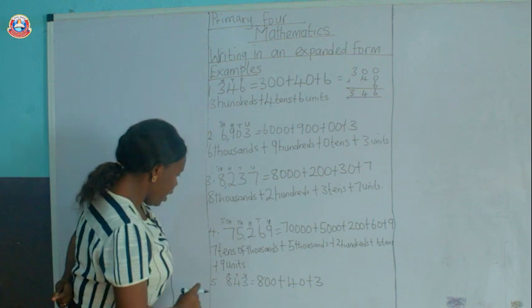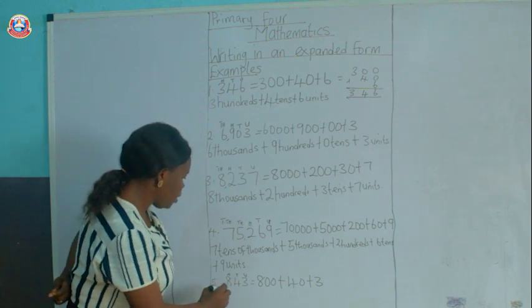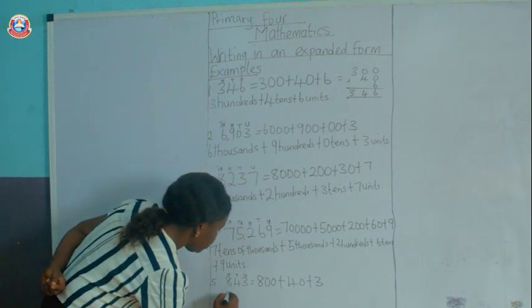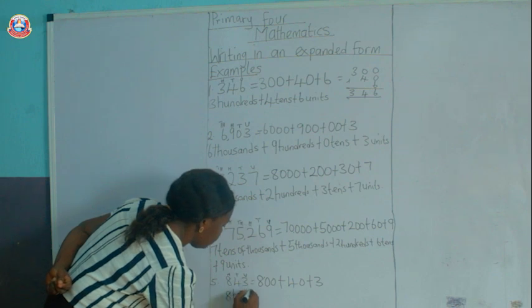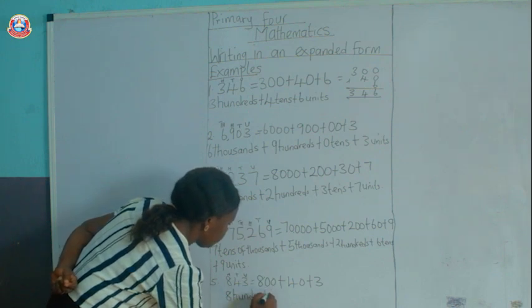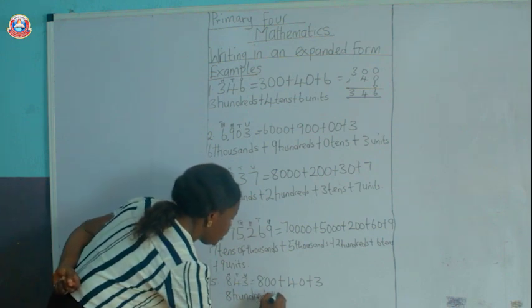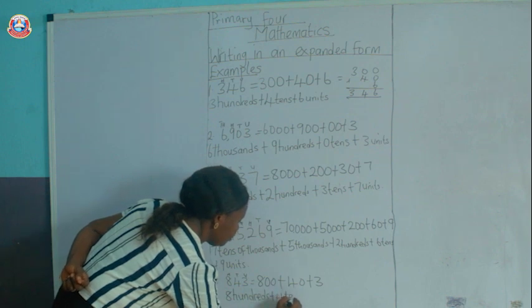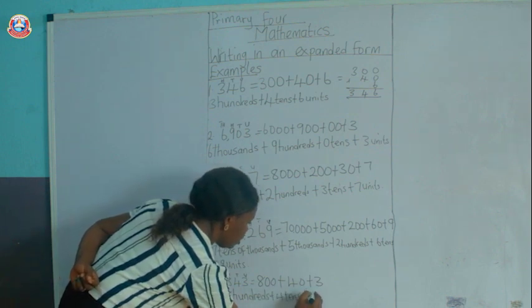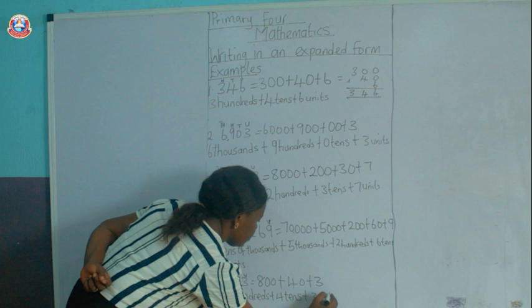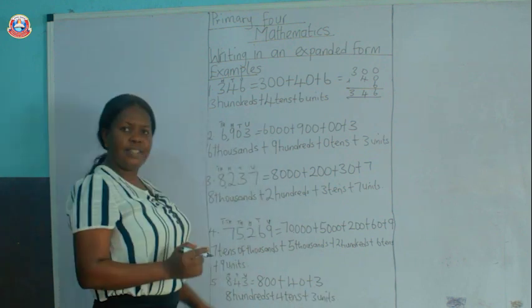Now let's go to the next expansion, the next method. So now it will be what? 800 plus 4 tens plus 3 units. Do we understand?